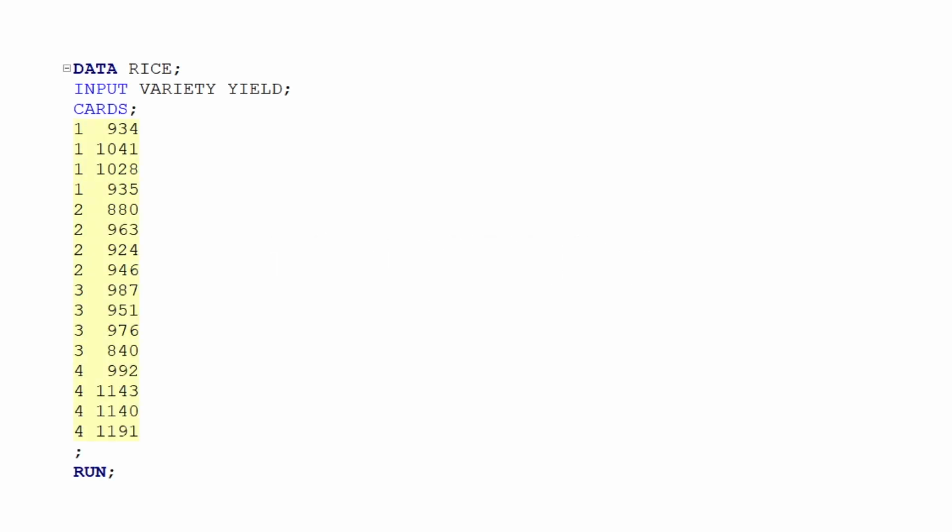Now let's analyze the data using SAS. The first thing we need to do is create a data set containing our data. And so here is the data step to do that. We'll first use PROC GLM to analyze this data and perform the analysis of variance.